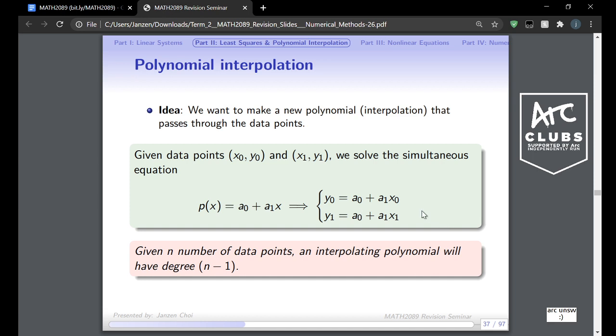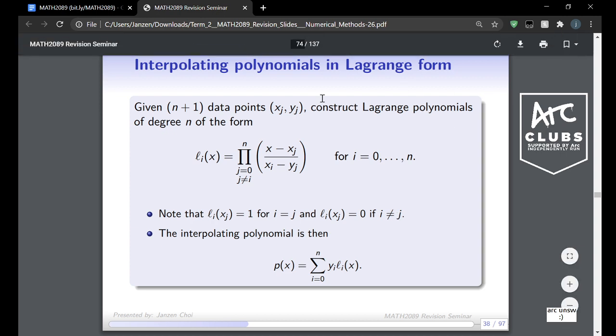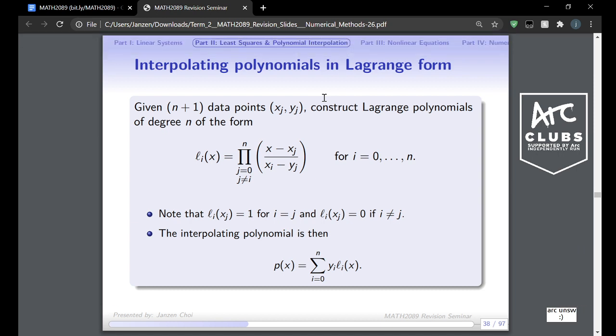And basically for a smaller number of data points, it's quite easy because we're just simultaneously solving 2 equations. But for larger n values, this isn't really practical. So for larger n values, we can employ the Lagrange form. So it's more accurate, and the Lagrange polynomial is given by the expression here, in which the final polynomial can be evaluated by summing all the y_i L_i products.